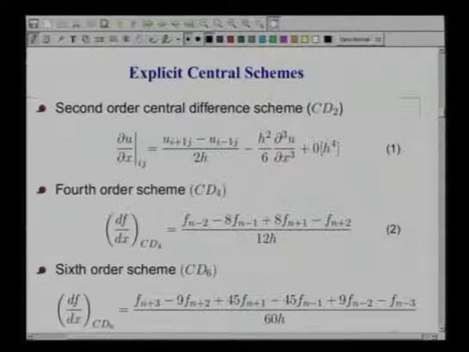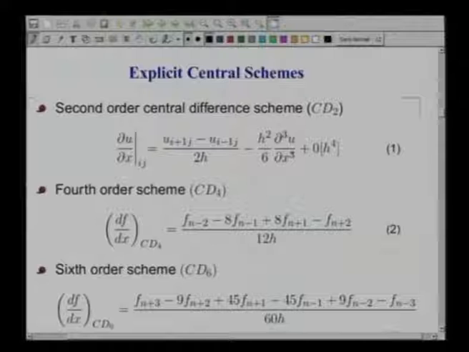You can see that it relates to the neighboring points: u(i+1, j) minus u(i-1, j), divided by 2h. The highest order truncation error term is proportional to h squared by 3 factorial times the third derivative, and the rest of it is order 4 and above.